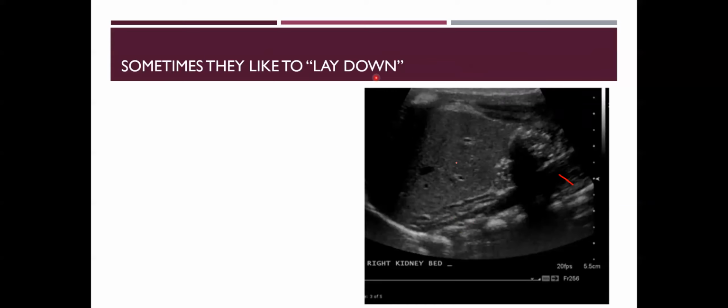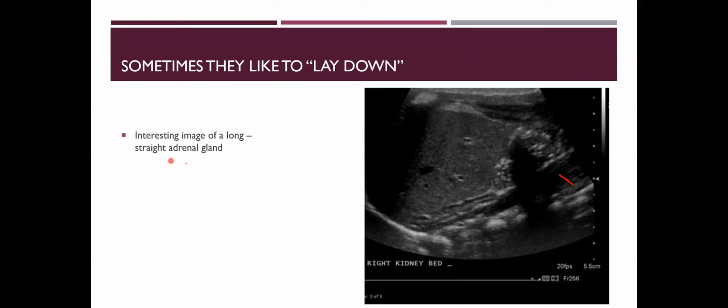Sometimes they like to lay down. Yes, look at this guy. Right kidney bed. That gives us an idea right there. There's no kidney here. And so the shape of this is different. Without a kidney there to shape it, it grows in the direction of least resistance. So they call this the laying down sign.